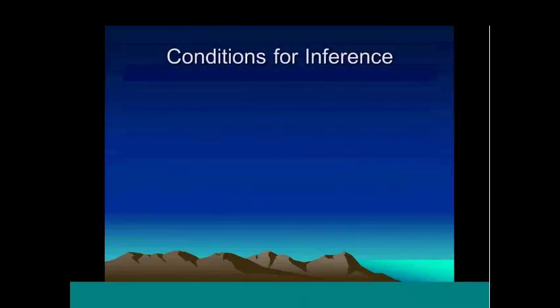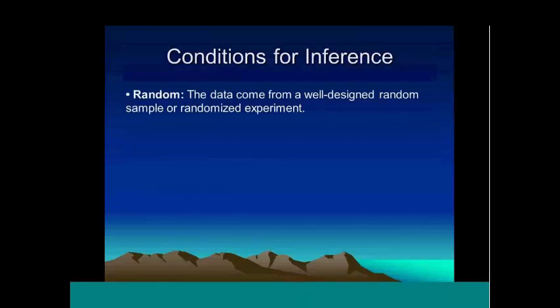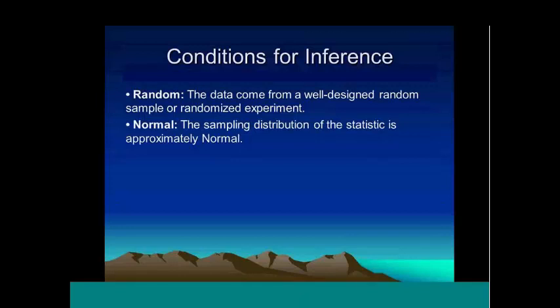Now, the conditions for doing inference depend on whether we're doing inference about a proportion or a mean. So I'm going to hit the one first that's for both. We need the data to come from a random sample or a randomized experiment, a well-designed random sample or randomized experiment. That allows for the scope of inference that I talked about earlier, and it also introduces chance into the design so that we can put a probability model on top of the design to look at how things will vary.